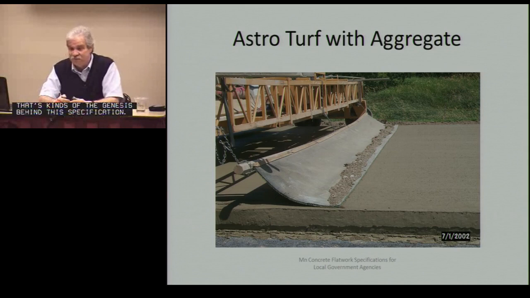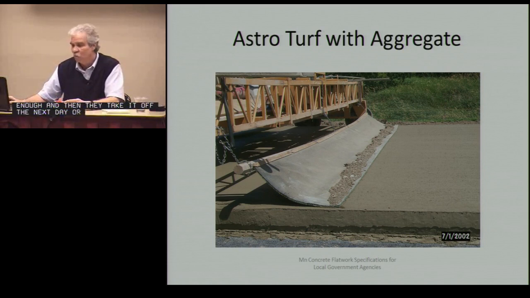The astroturf drag, this is why the concrete folks do it on the main line. They actually use class 5 or dirt there, or rebars, until they get deep enough, and then they take it off the next day, or they use brooms. They can do that. Either way, it's tested behind. In this case, it would be enough texture just with the astroturf drag.